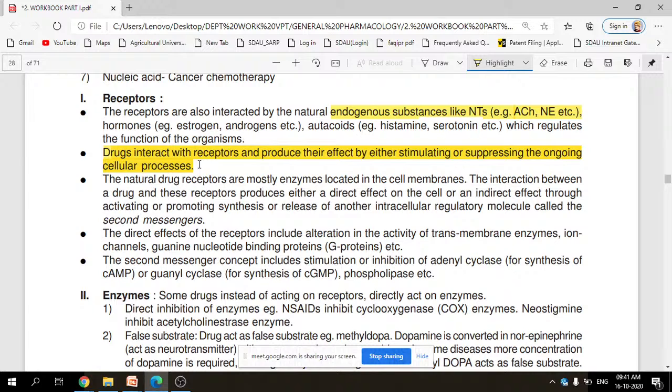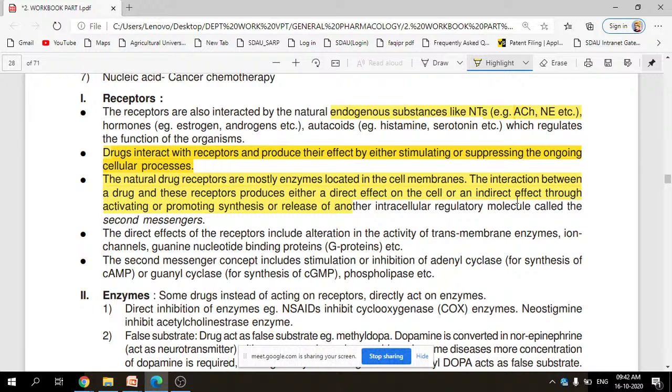Now, once the drug is combined with the receptors, this combination will activate a series of processes. There may be activations or there may be inhibitions, depending upon the nature of the receptors and the pharmacological property of the drug. The natural drug receptors are mostly enzymes located in the cell membrane.